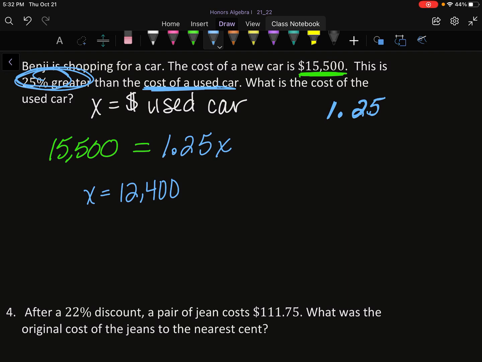So that's a little bit tough to conceptualize, or maybe you did get it. But we can also use new minus old over old, right? So it says 25% greater. So that means that from my used car, which we'll say is the original, my new price is 25% more. So it's a 25% increase, right?